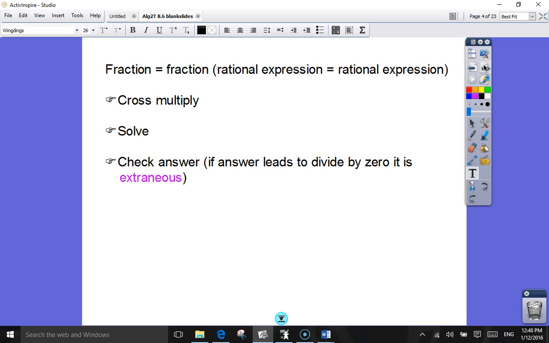And then you need to check your answer, because like other kinds of equations that we've solved, you can get extraneous solutions. Remember when we just did radical equations? If you checked your answer and the left-hand side didn't equal the right-hand side, then you said that was extraneous. Here, when you check your answer, it's extraneous if the answer you plug in actually makes one of the denominators 0. Then it's extraneous. And that can happen.